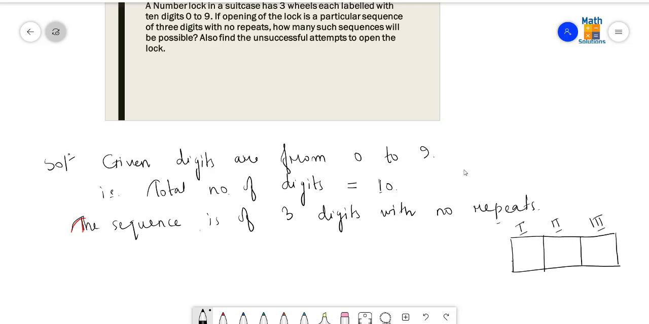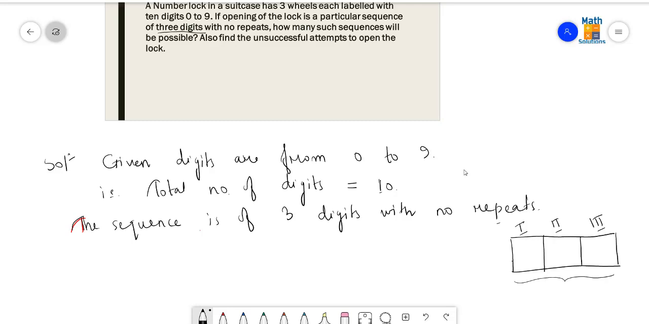Actually, it is already given in the question that the opening of the lock is a particular sequence of 3 digits, this word is to be noted here. This is of 3 digits. So these are the 3 digits here.